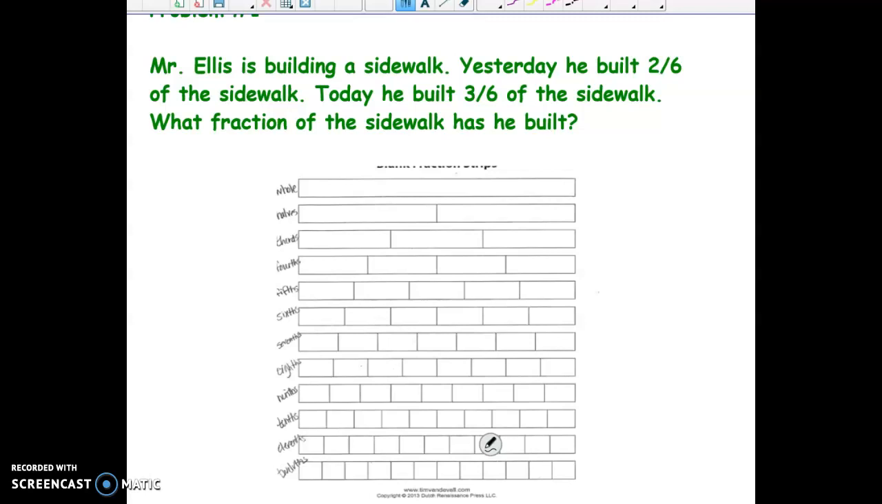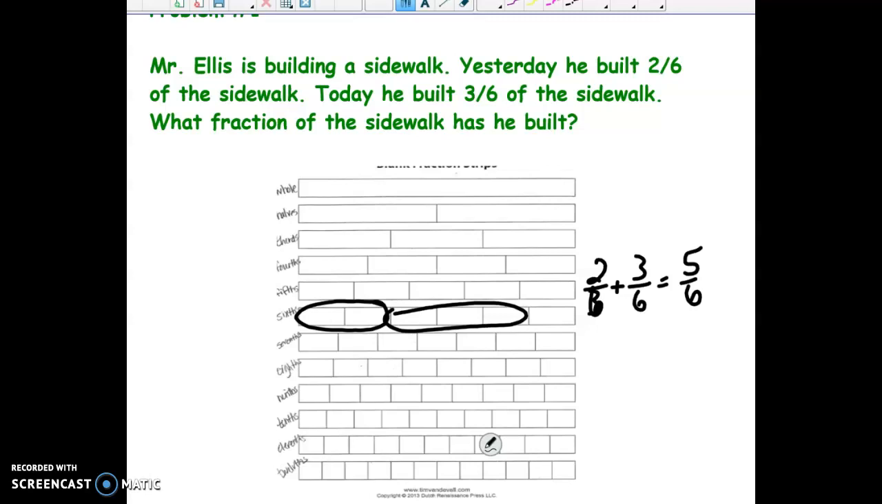Okay, I'm going to model with the fraction bars first. So I'm going to go down to the sixes right here. There's 6 pieces. And yesterday he built 2/6, so you could either shade them or circle them. So 2/6 and then another 3/6 today. And how much has he done? Well, it's an adding problem. 2/6 plus 3/6 is 5/6.